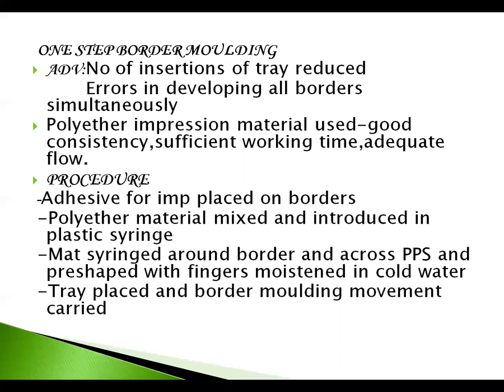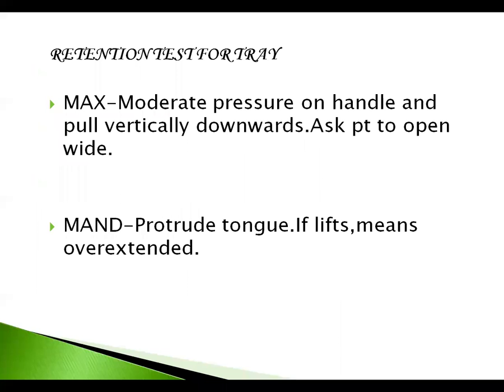One step border molding advantages: the number of insertions of the tray is reduced, and errors in developing all borders simultaneously are reduced. The polyether impression material is used, which has good consistency, sufficient working time, and adequate flow. The procedure: adhesive of the impression is placed on the borders. Polyether material is mixed and introduced in the plastic syringe. Material is syringed around the borders and across the PPS, perhaps with the fingers moistened in cold water, the tray is placed, and border molding movements are carried out.